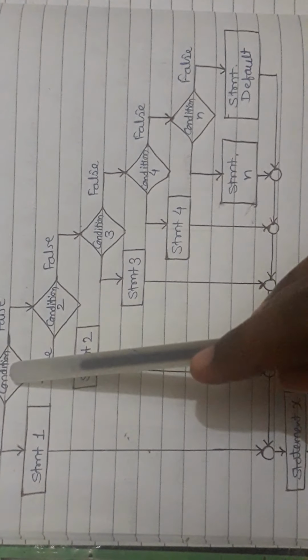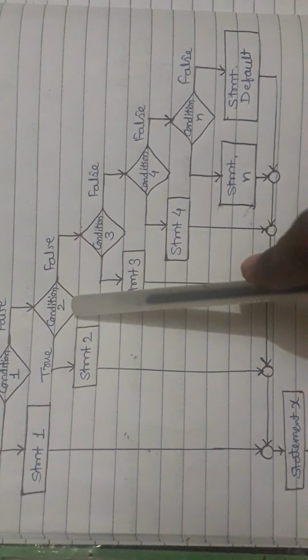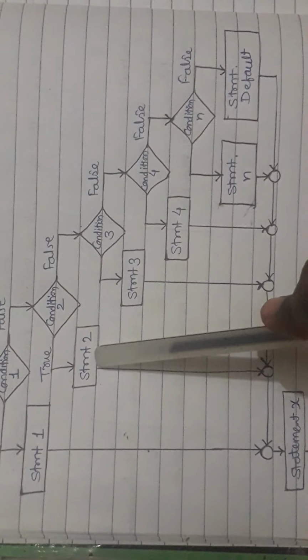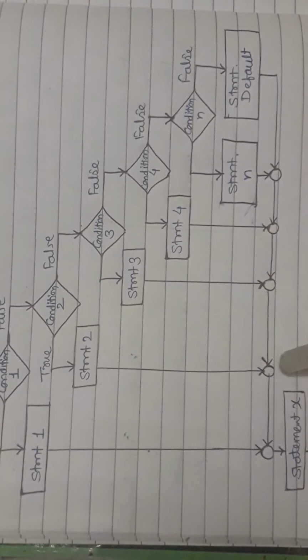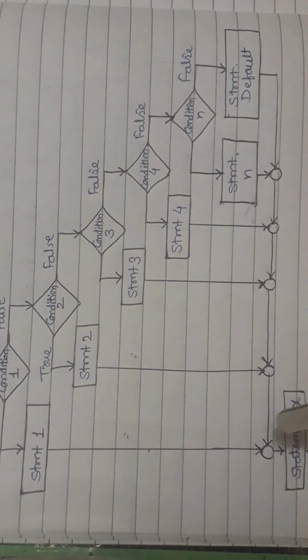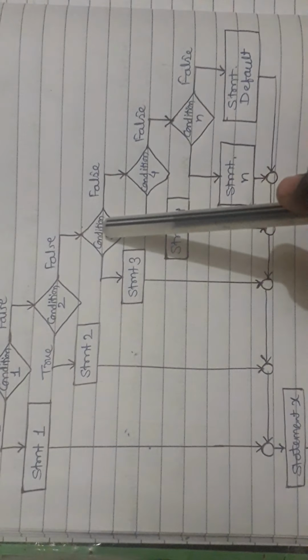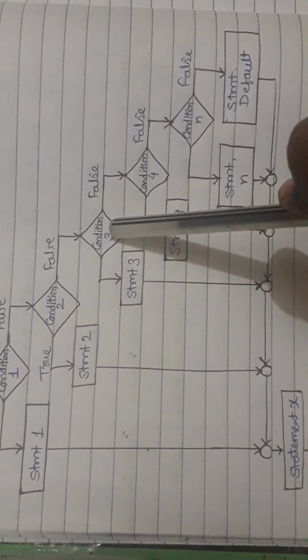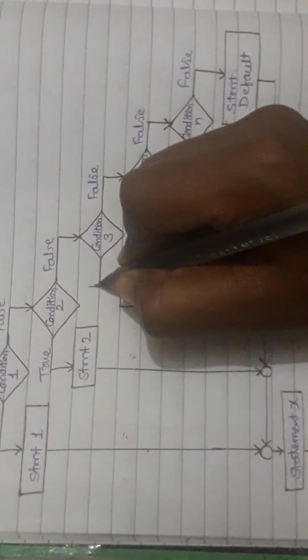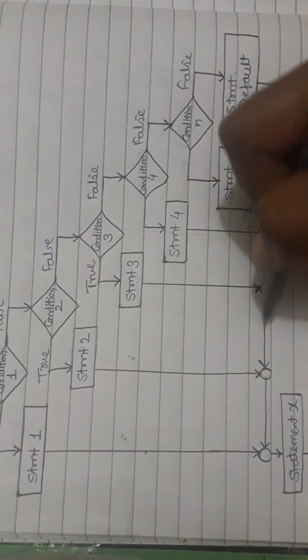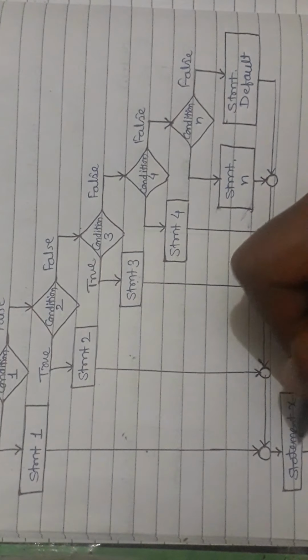Now if this first condition is false, then the control goes to condition 2. If the condition is true, then it will execute statement 2. After executing statement 2, the control goes to statement X. If condition 2 is false, then it goes to condition 3. If condition 3 is true, then it will execute statement 3, and after executing statement 3, our control goes to statement X.